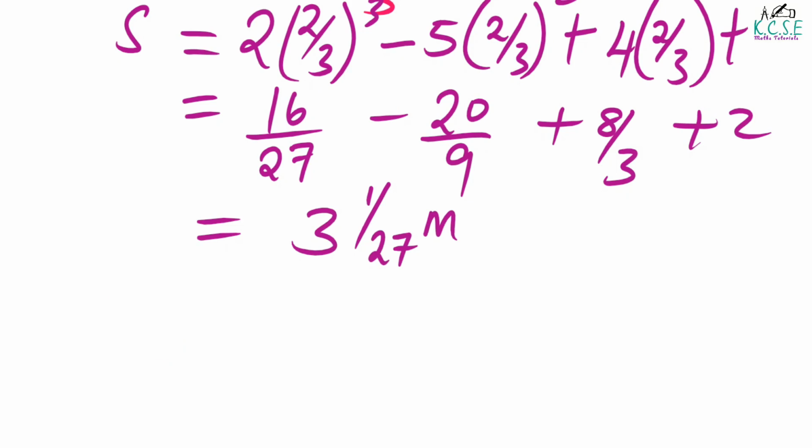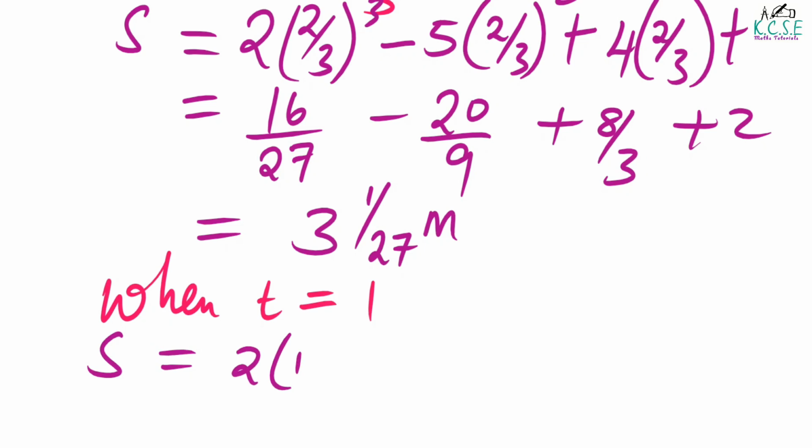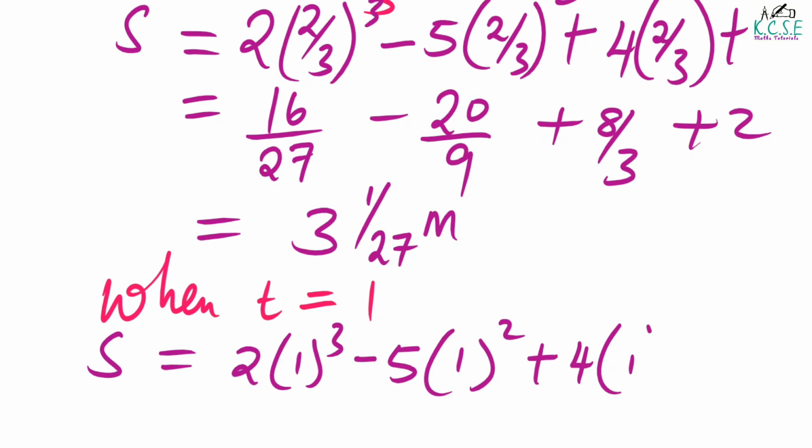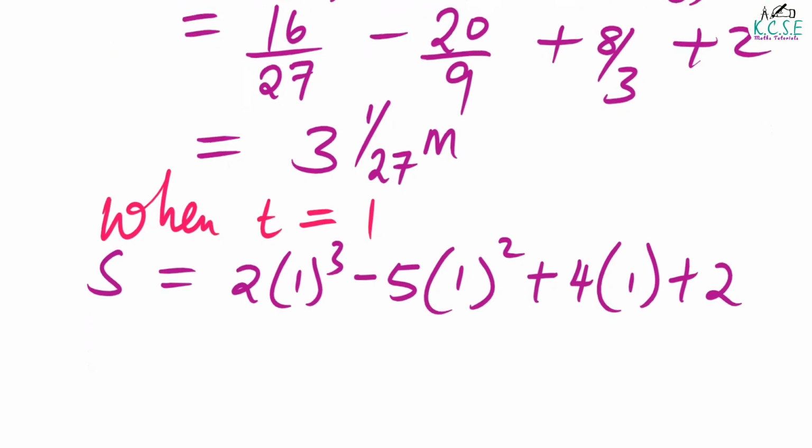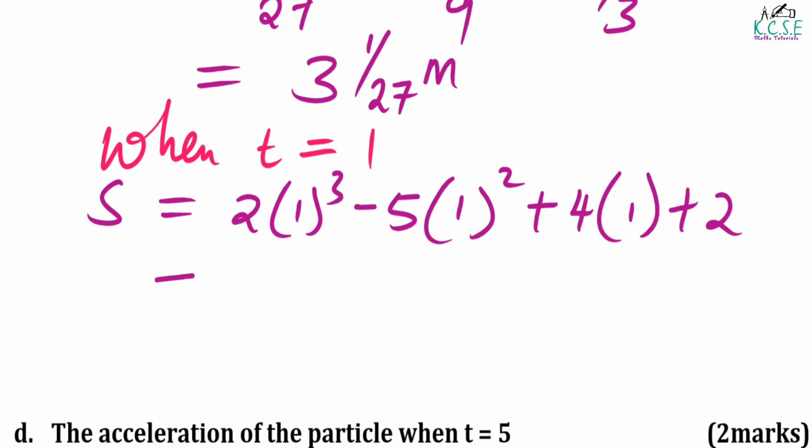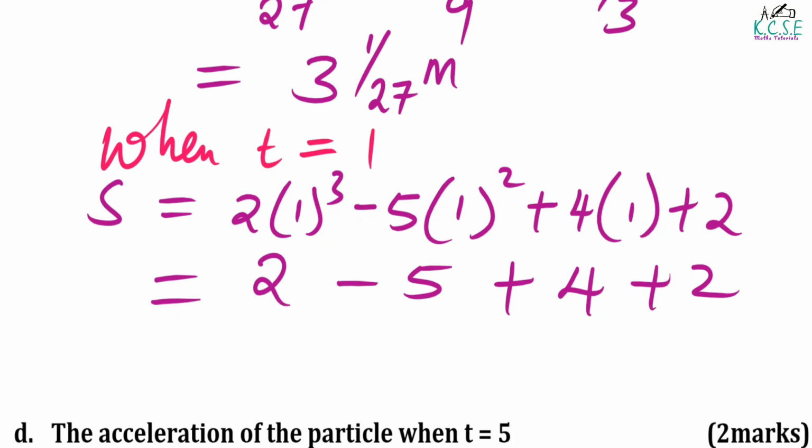The second instance is when t equals 1 second. What is the value of displacement? So s will be given by 1 cubed minus 5 times 1 squared plus 4 times 1 plus 2. Just substituting the value of t in the expression for displacement. So this gives 1 minus 5 plus 4 plus 2, and this will give 8 minus 5, which will be 3 meters.